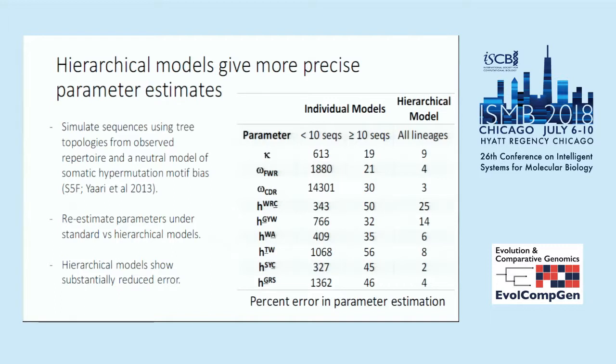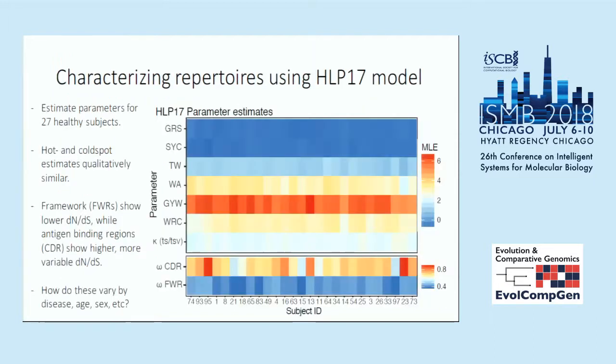If we use a hierarchical model using the information in all of the lineages, we're able to get these percent errors down to single digits in most of the parameters we estimate, which is a massive improvement. And these are on fairly small data sets compared to modern data sets that are being generated. So this should give us even more power in the future.